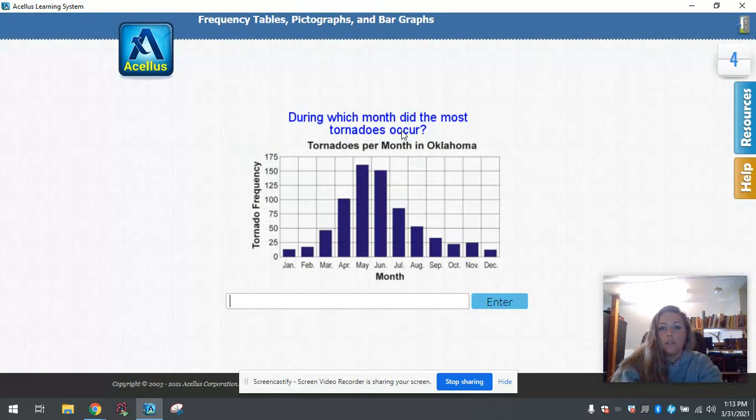During which month did the most tornadoes occur? We are looking at a bar graph, tornadoes per month in Oklahoma. So here's the months, January, February, all the way through December, and the tornado frequency. So the number of tornadoes, 0 to 175. Oh my goodness, I can imagine. Okay, so obviously in May, they had the most tornadoes. They had about 160 tornadoes, but it's just asking which month. May.